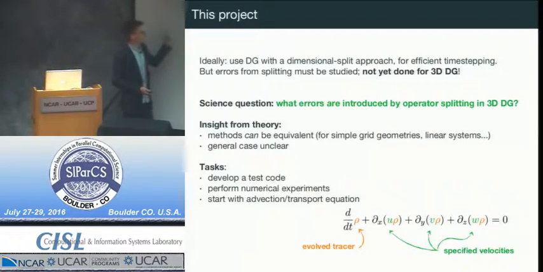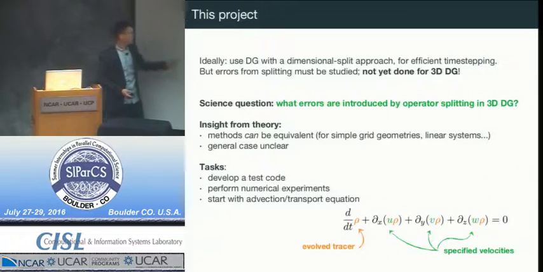So I can do some pen and paper work looking at the equations. And it seems like if I have a simple scenario where my grids are not too deformed, where my system is linear, I would actually expect the split and the unsplit to be equivalent. But the fully general case is not clear. We don't really know what to expect there.